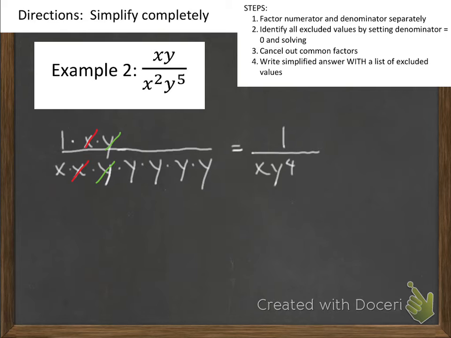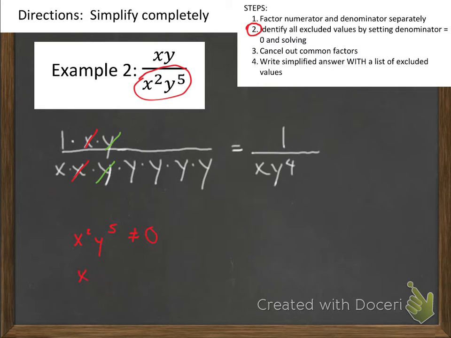Now, again, we kind of got excited and we started canceling things out. We haven't yet done this step where we found our excluded values. Okay, so if I look at my denominator, remember x squared y to the 5th cannot be equal to 0. So what does that mean?